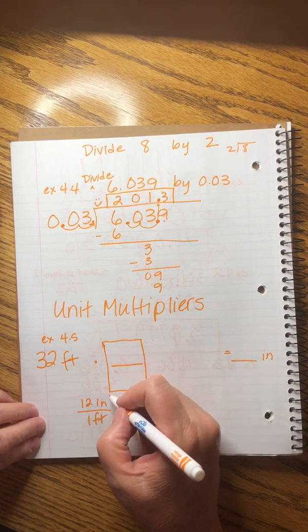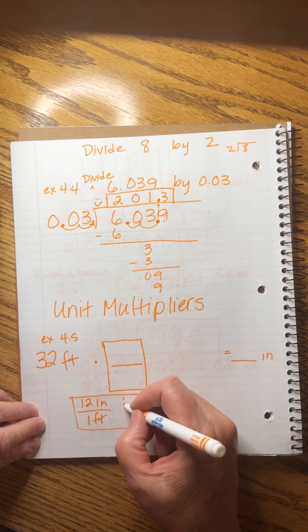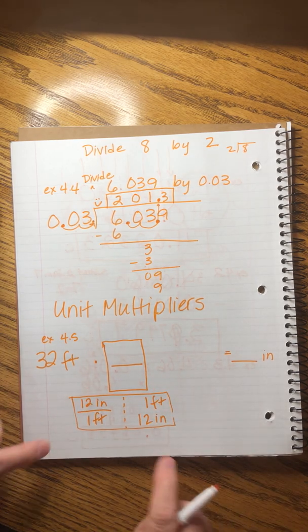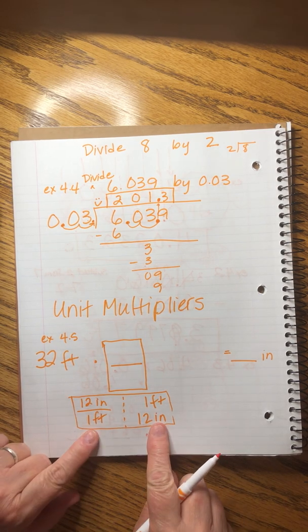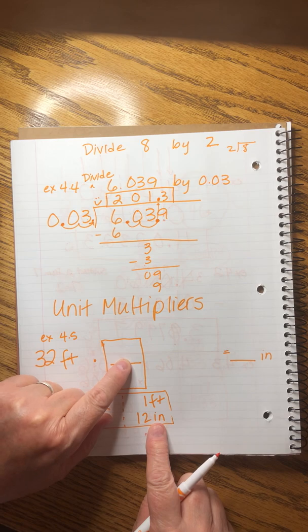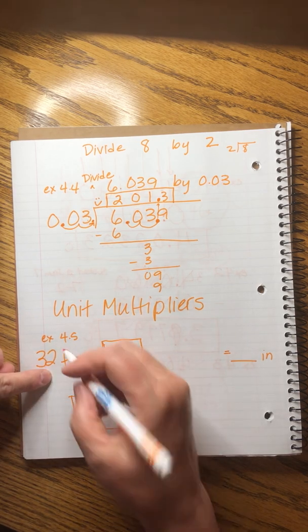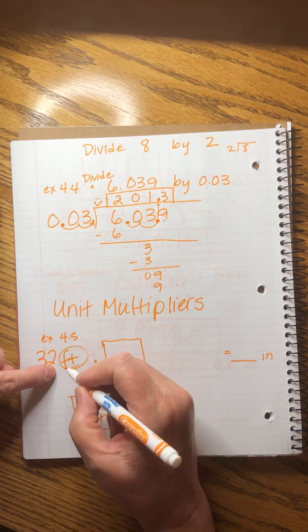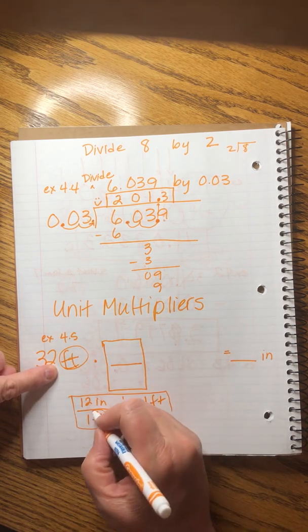I know these are exactly the same. I just wrote the same thing in 2 different ways, but these are useful in different situations. How do we know which one of these belongs in our box? We look at the beginning unit. This is in feet. We want to use the conversion factor that has feet on the bottom.